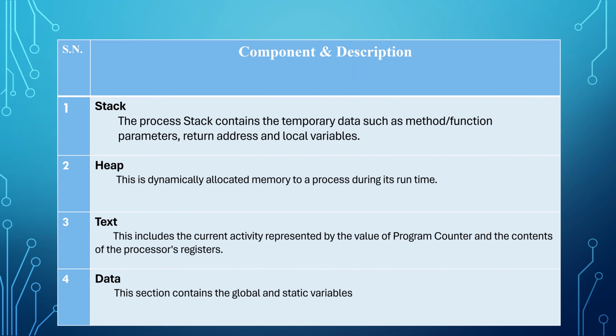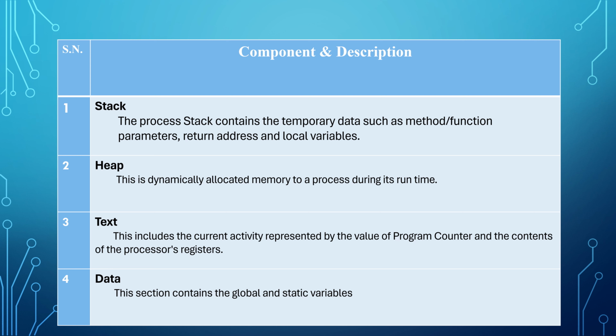We have already seen the process. In the process, there are components, so we will discuss the components and their descriptions. First one, stack. The process stack contains temporary data such as method or function parameters, return address, and local variables. Second one, heap. This is memory dynamically allocated to the process during its runtime.